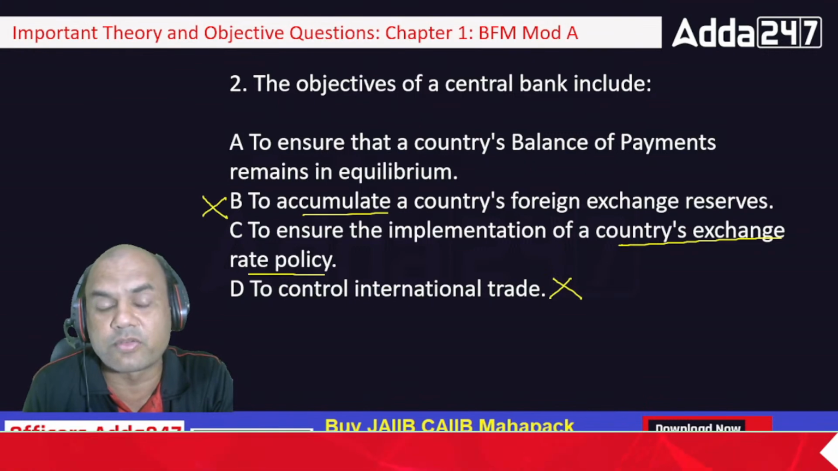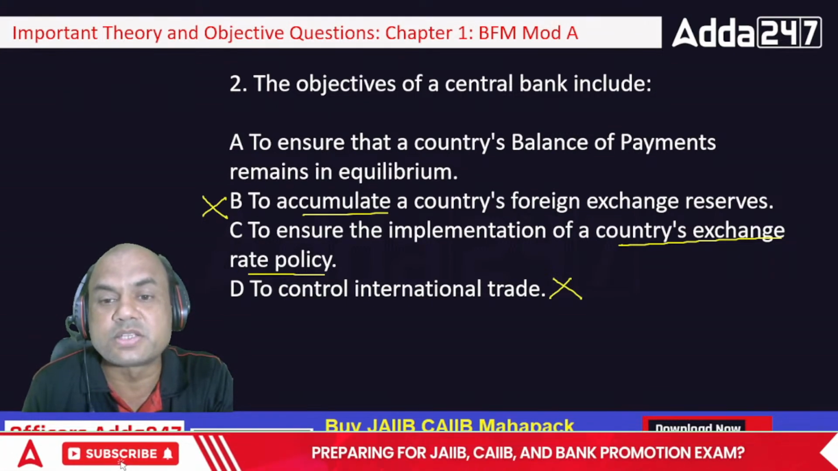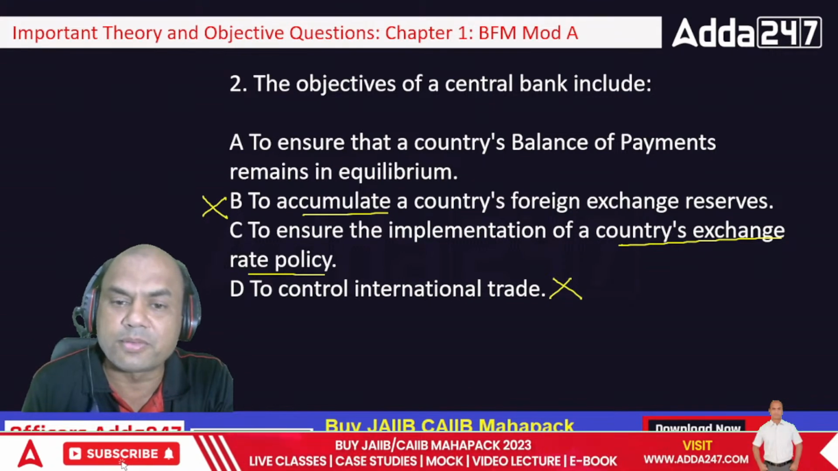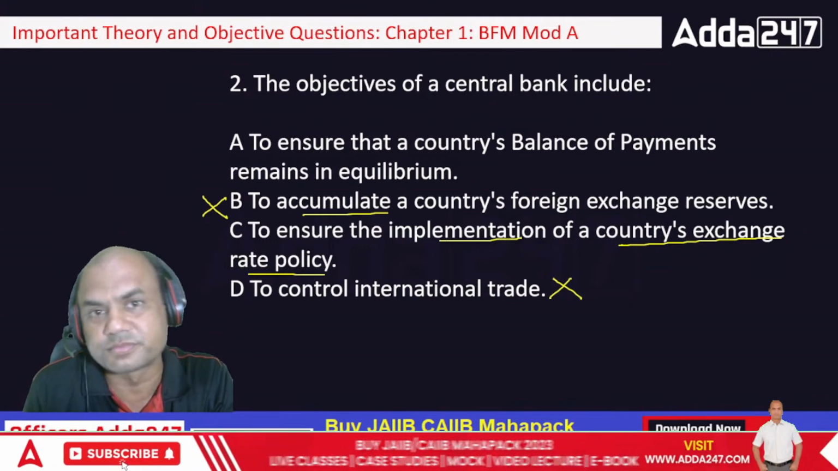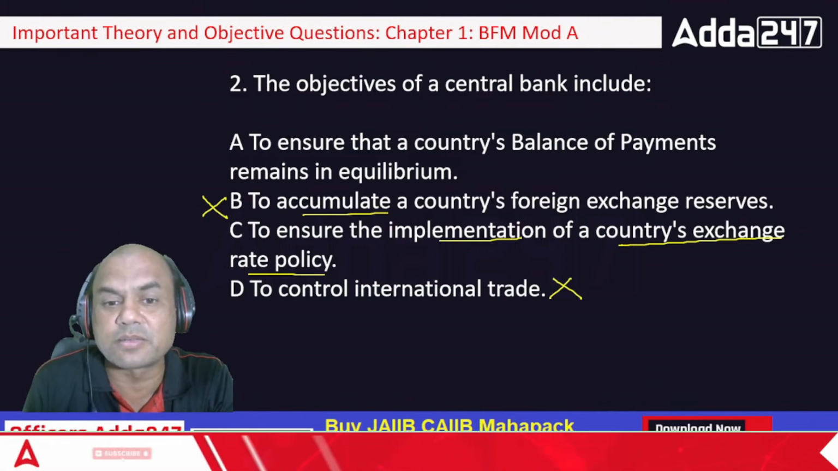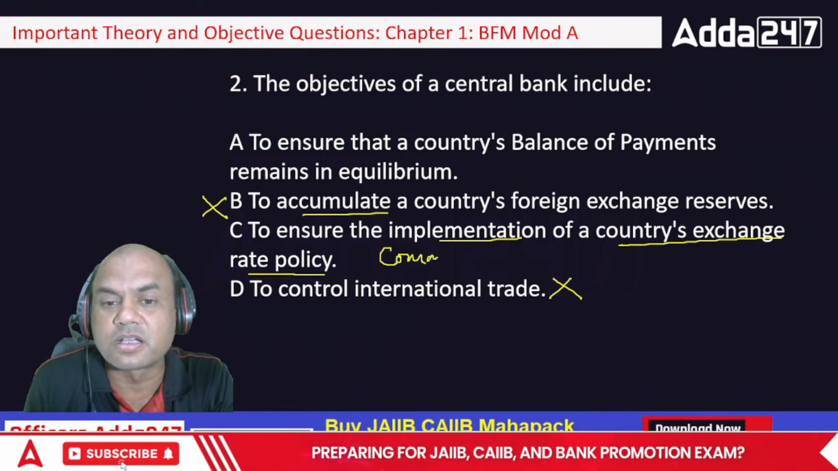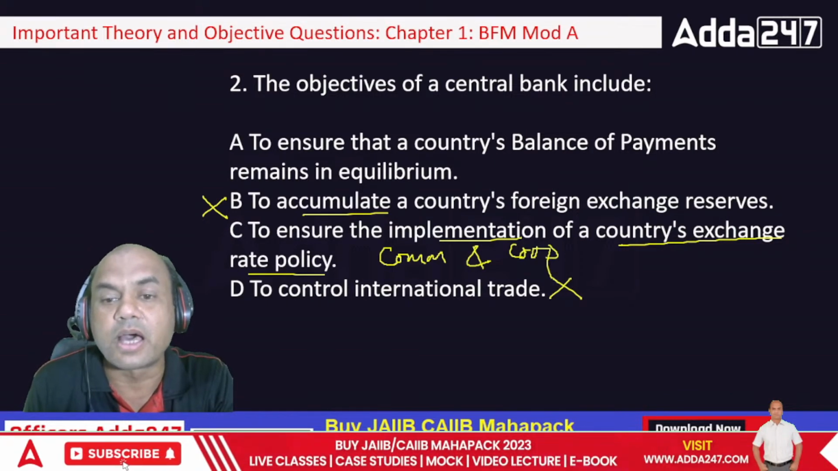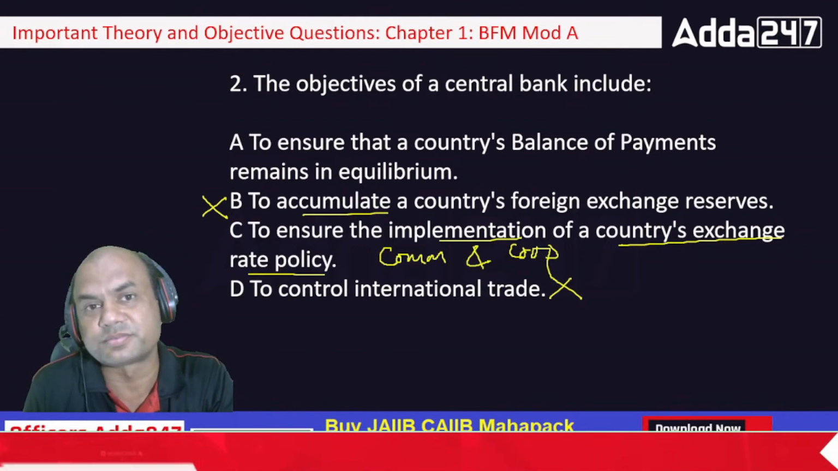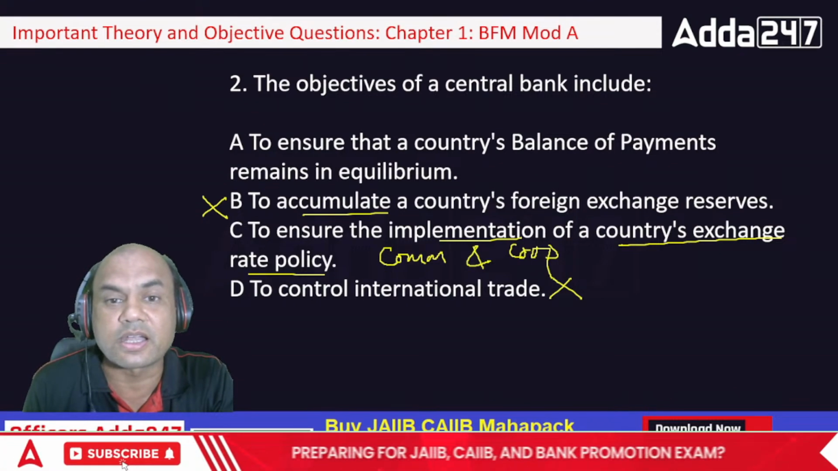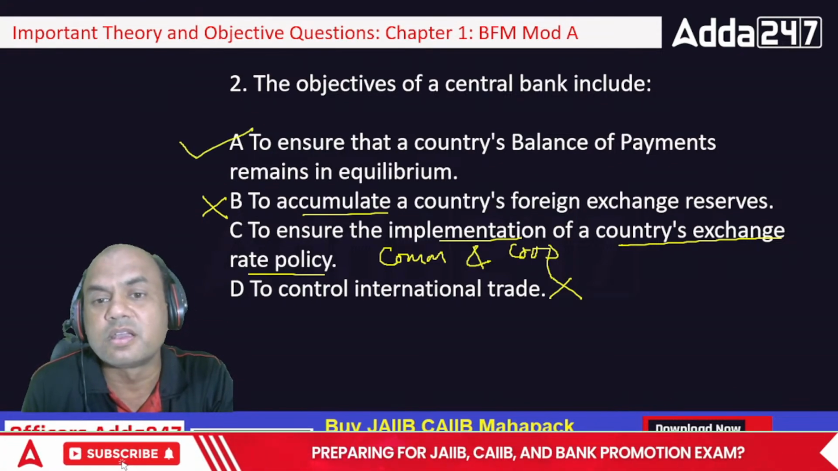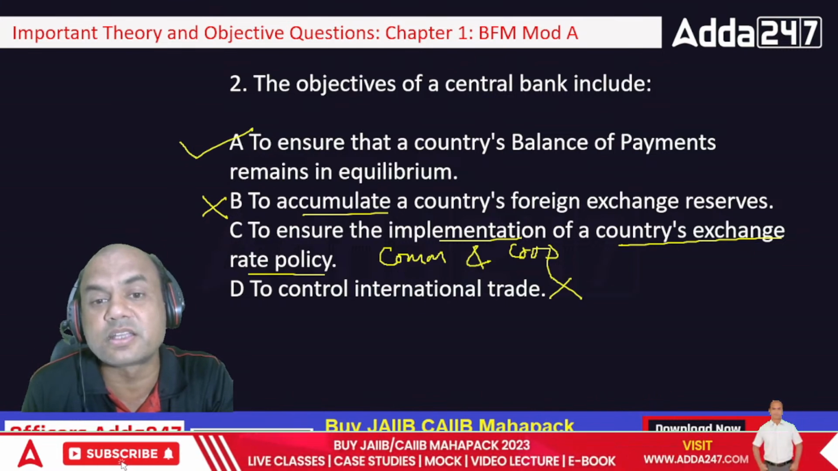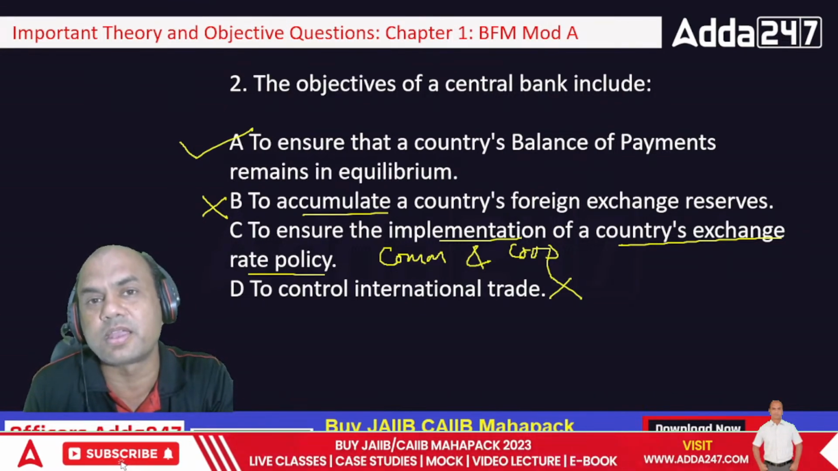Now, the fight is between A and C: to ensure the implementation of the country's exchange rate policies. So implementation is done by whom? Implementation is done by commercial banks, commercial and cooperative banks. RBI prepares the exchange rate policy. So the correct answer is: to ensure the country's balance of payment remains in equilibrium. That is the main job of RBI.